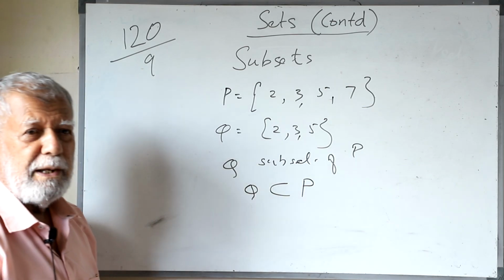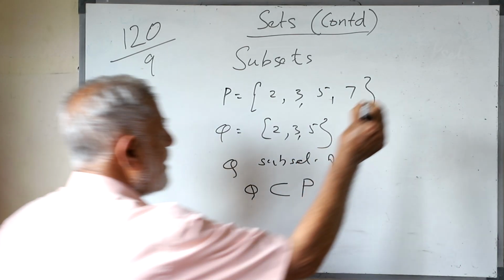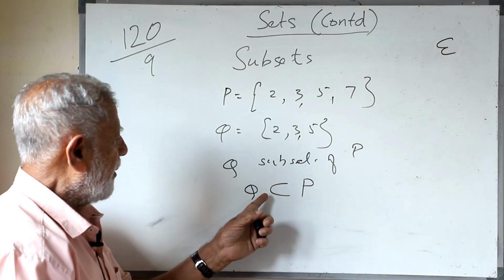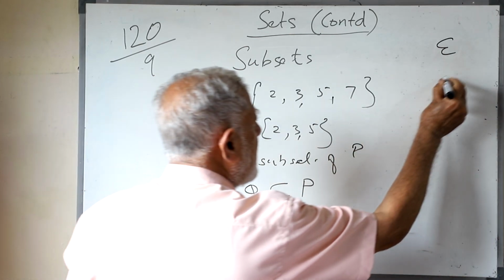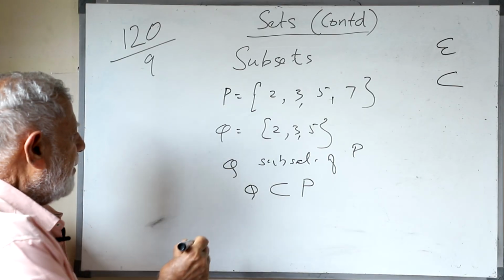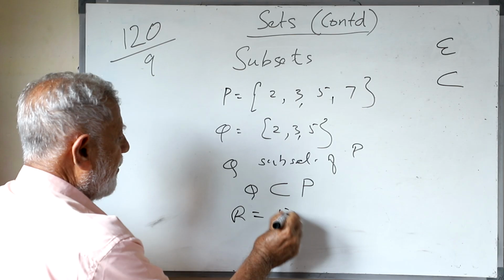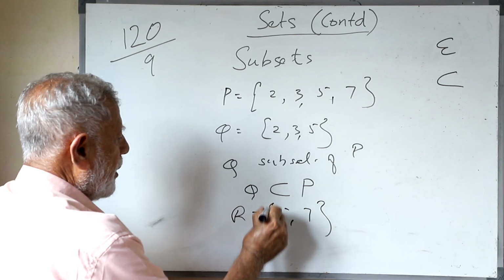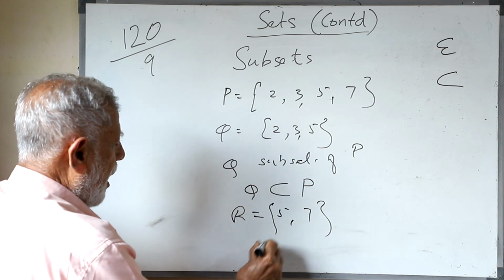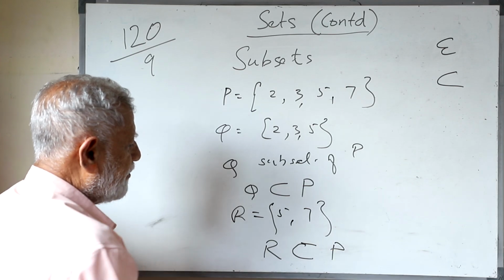Lots of symbols are there in sets. You know about that. We studied elements last time, and today we are going to study subset. Subset is this sign. So Q is a subset of P. If we have another set R is equal to {5, 7}, then 5 is also there, 7 is also there. So we say R is a subset of P.